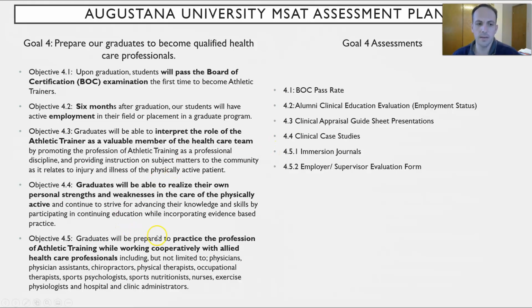And then finally, for 4.5, practice working collaboratively. This is very much in our immersion journals and then our employer supervision evaluation form, where we survey employers of our recent graduates and they give us feedback as well. So again, that's kind of a very high overview with that.